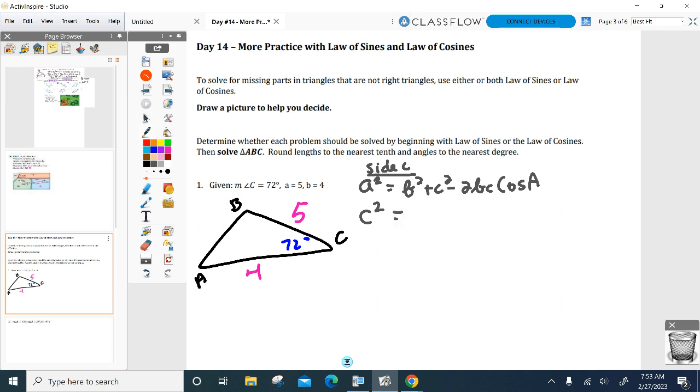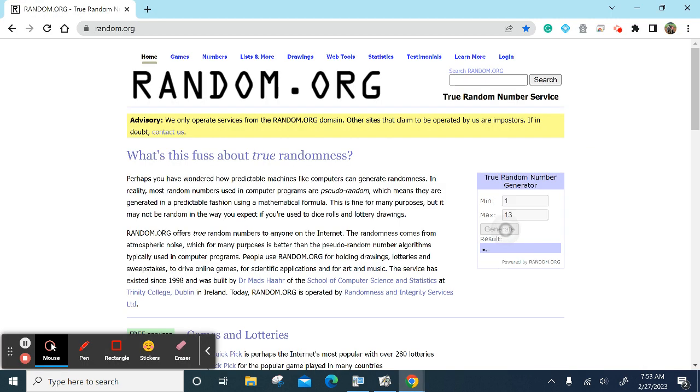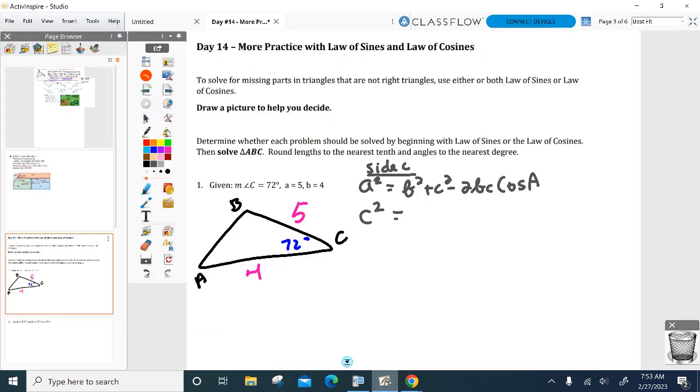B and C, other two sides, which in this one are 5 and 4. So 5 squared plus 4 squared minus 2 times B and C, 5 and 4, times the cosine of the angle, 72. If you have the angle, you put the cosine with it. And this is one that we can type all in our calculator right now. So I'll give you guys a second, type it all in the calculator, and let me know what you end up getting on the right side.